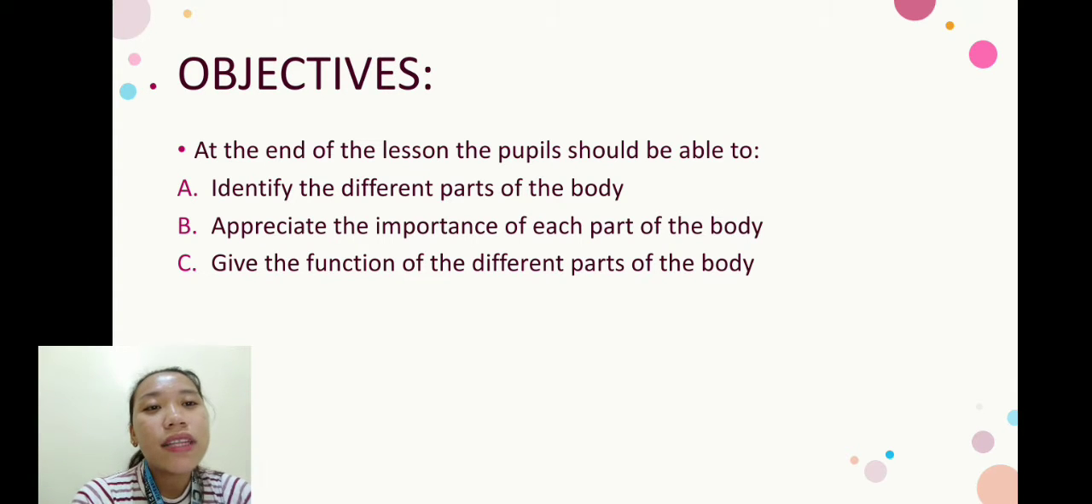So at the end of the lesson, the pupil should be able to identify the different parts of the body and appreciate the importance of each part of the body and give the function of different parts of the body.